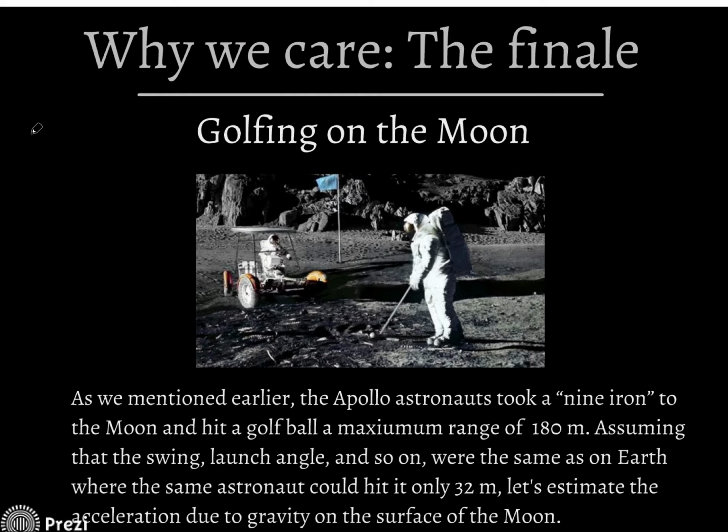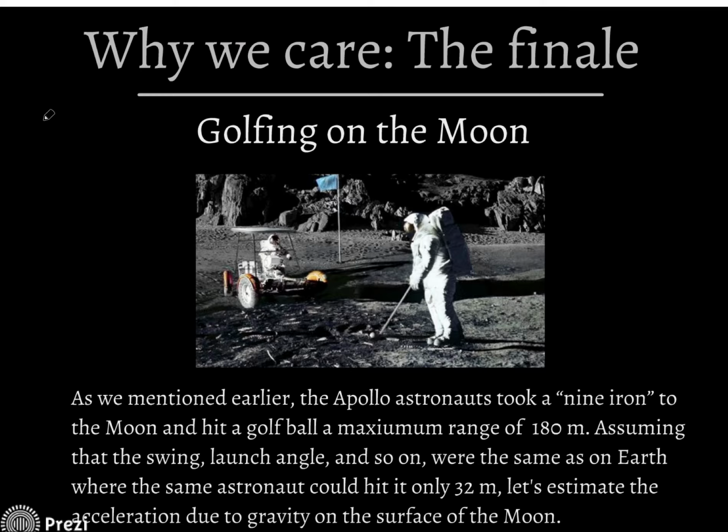So here we go. We're going to do the same thing we always do. Let me read the problem first. As we mentioned earlier, the Apollo astronauts took a 9 iron to the moon. It hit a golf ball a maximum range of 180 meters. Assuming that the swing, launch angle, and so on were the same as on Earth, where the same astronaut could hit it only 32 meters, let's estimate the acceleration due to gravity on the surface of the moon.